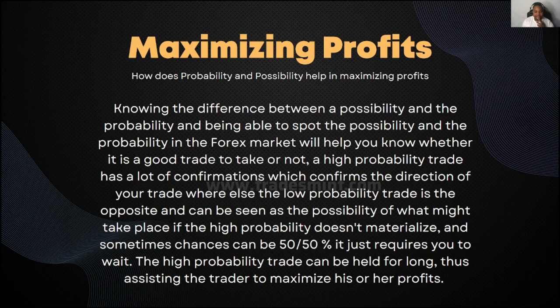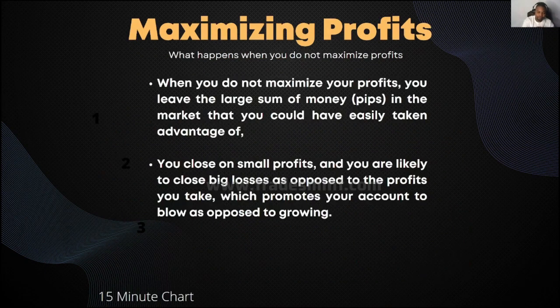And sometimes the chances can be 50-50. Whenever you have 50-50 chances, it just requires you to wait. The high probability trade can be held for long, thus assisting the trader to maximize his or her profit. So when you're having a high probability trade, that's where you can know, damn, here I can hold for the longest time. In that case, I'm able to maximize my profit.